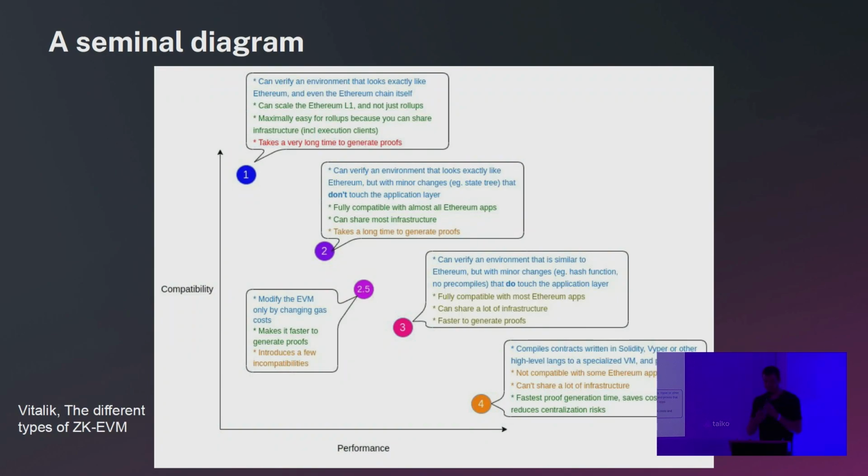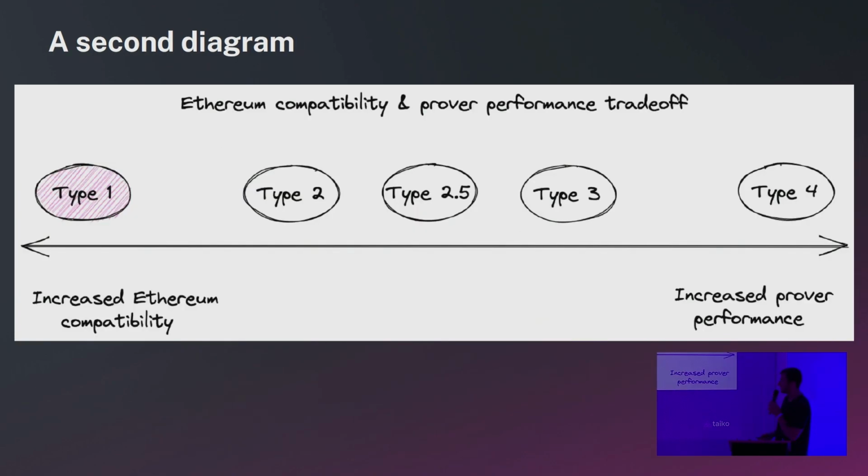So here's that diagram that was just referred to, kind of a seminal diagram in the space, the classification of these ZK-EVMs. I'm sure many of you have seen it from Vitalik. If we just kind of flatten that for an easier view, we have this second diagram, which trades off Ethereum equivalence or compatibility on one extreme and prover performance, ZK proof generation ability or efficiency on the other side. So Type 1 through Type 4, going from compatibility and lessening compatibility as you go, but increasing on the efficiency of ZK proof generation.